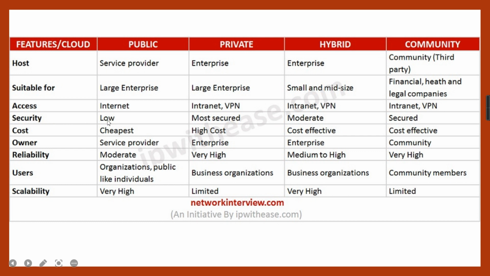Security is low for public. You can say it's fine, but better security we have here in private, hybrid, community. Here we have the minimal level of security which is needed by a general user, or public. Now private is most secured, hybrid moderate, and community is secured. It's better, at least better than public. Then cost. Public is cheapest to own, private is very high, hybrid is cost effective, community is also cost effective.